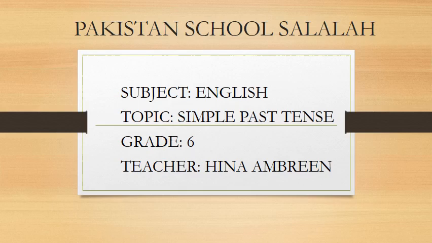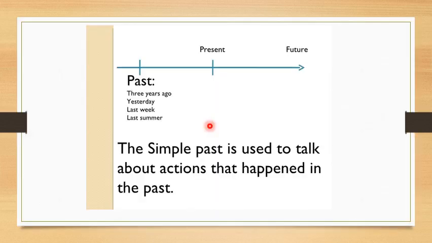In the previous lesson, we learned about tenses, simple future tense. In this lesson, we are going to learn about simple past tense, its structure and its use. You can observe this timeline is representing three periods of time: past, present and future. Today we are going to learn about past.